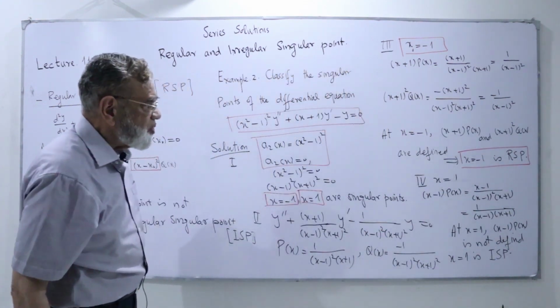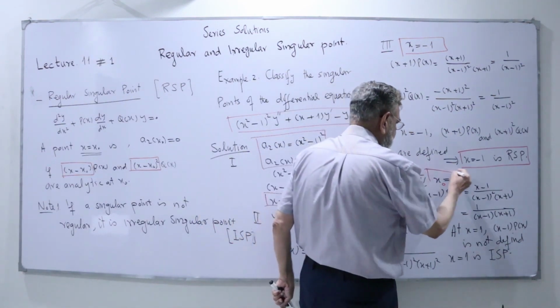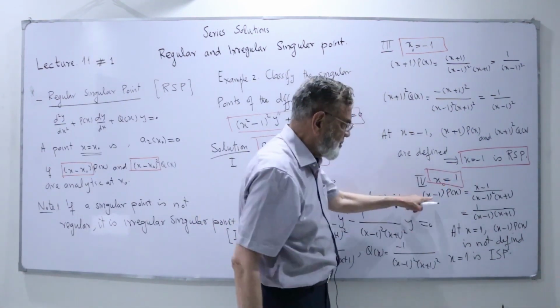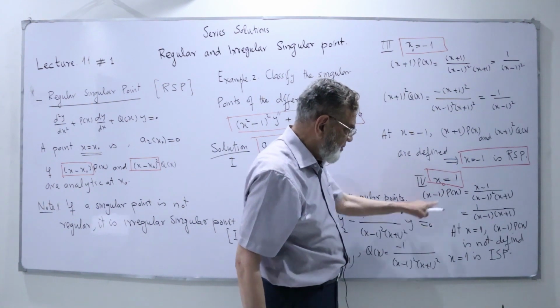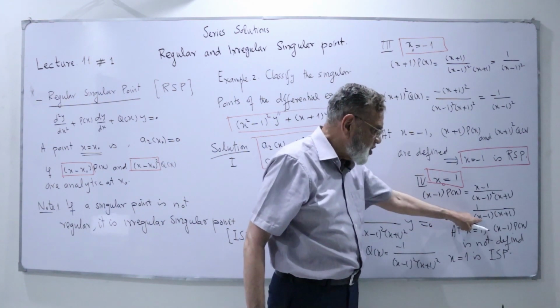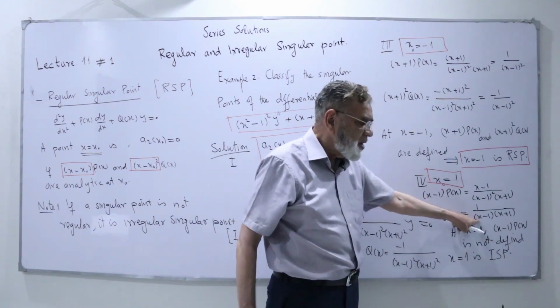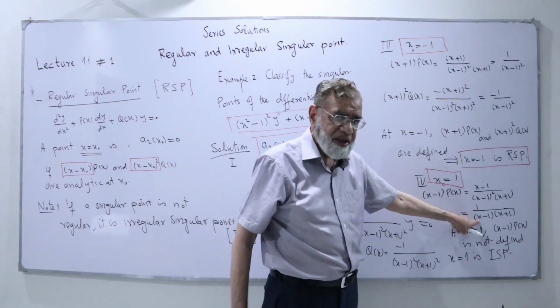Now next is x equal to 1. When I take x0 equal to 1, multiply by x minus x0, that's x minus 1 times p of x, and when we simplify this one, we get 1 over x minus 1 into x plus 1. This is present in the denominator. So when we take x equal to 1, this will be 0. So it's not defined at x equal to 1.